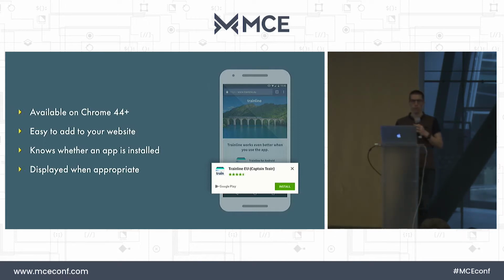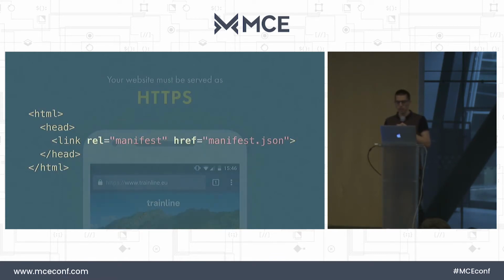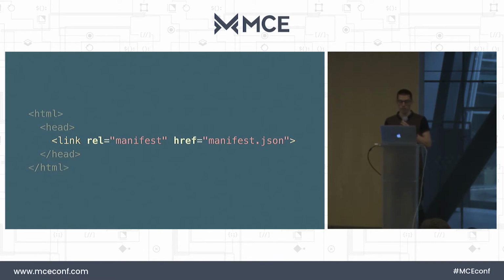So how can we do that? Well, first, you have to serve your website once again as HTTPS. That's something that will be more and more common in the future, so please make sure that your website is served as HTTPS. And then what you will have to do is just to add this in your HTML source code of your website. It's just to add a link to a JSON file that is called manifest.json.